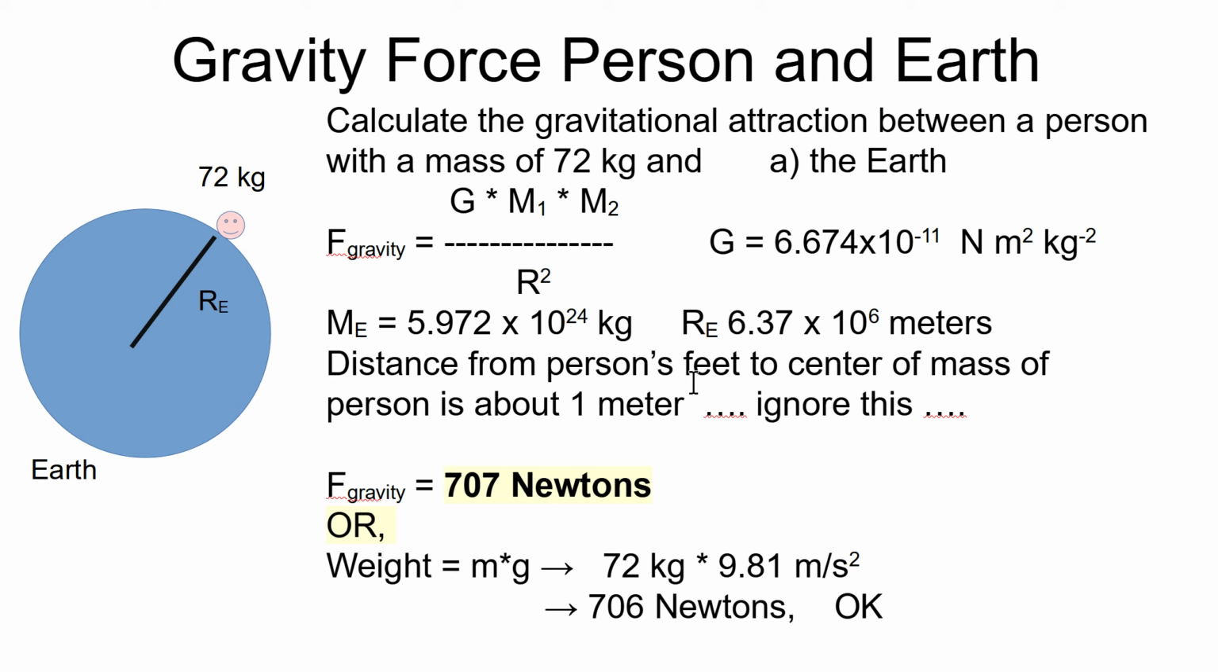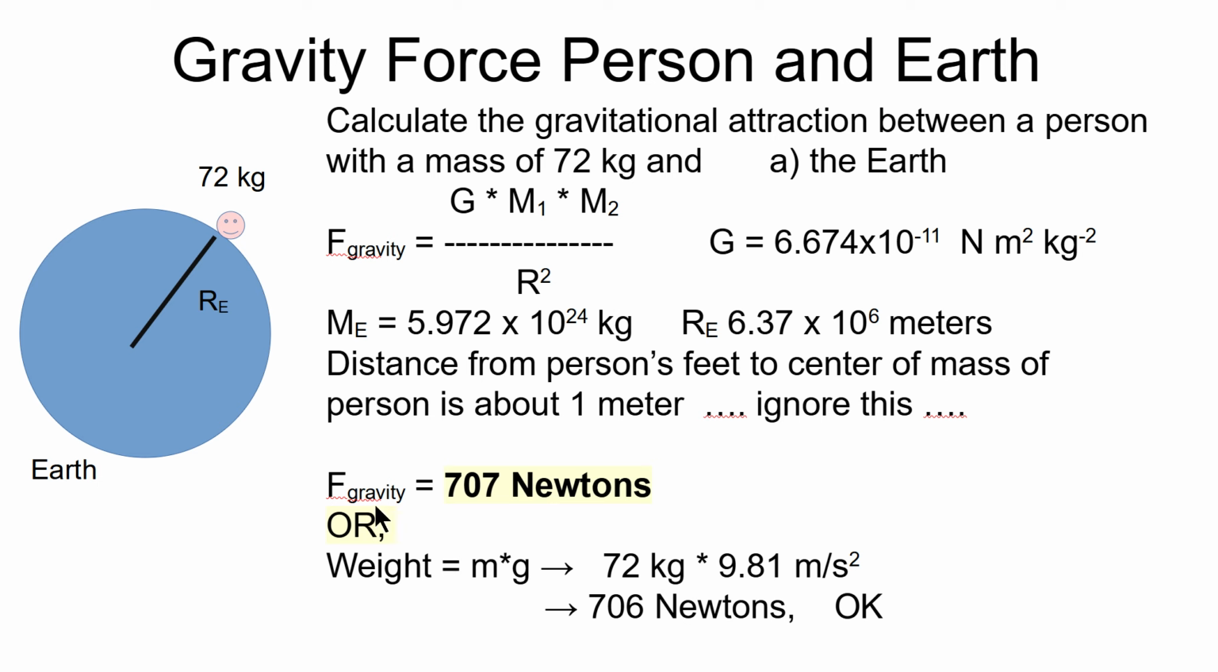So you should pause the video and put these numbers in and do the calculation. The G we have, 72 kilograms. Mass 2 is the mass of the Earth. Square the radius of the Earth, and divide that into your numerator. I came up with 707 newtons, 707 newtons.